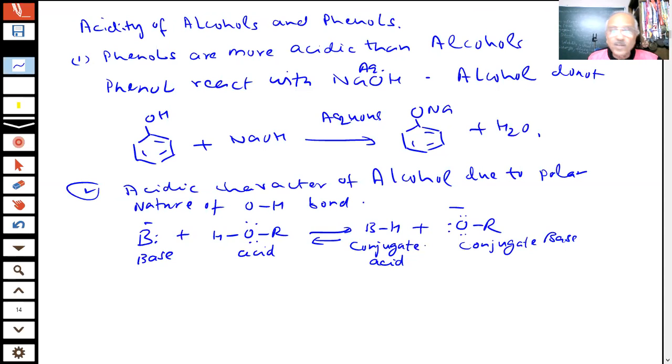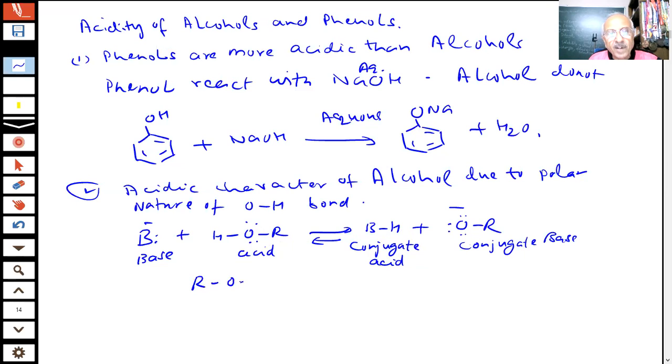Therefore, I can say that if an acid gives a proton and forms a conjugate base, and if the conjugate base is stabilized or is a weaker base, then it won't react and go back. But if it is not stable, what will happen? It will react and go back. Therefore, the acidic character depends on what factor?